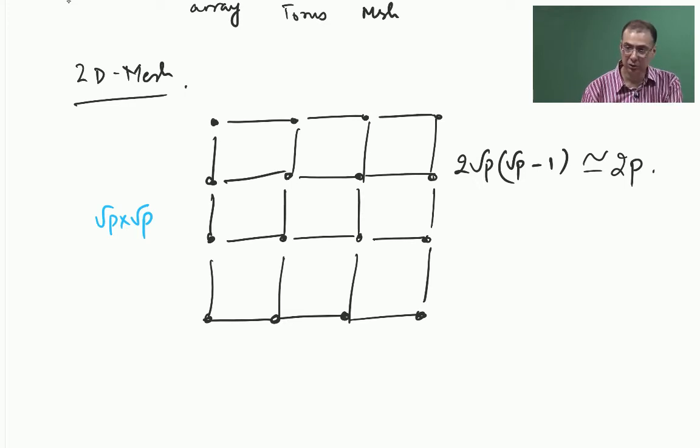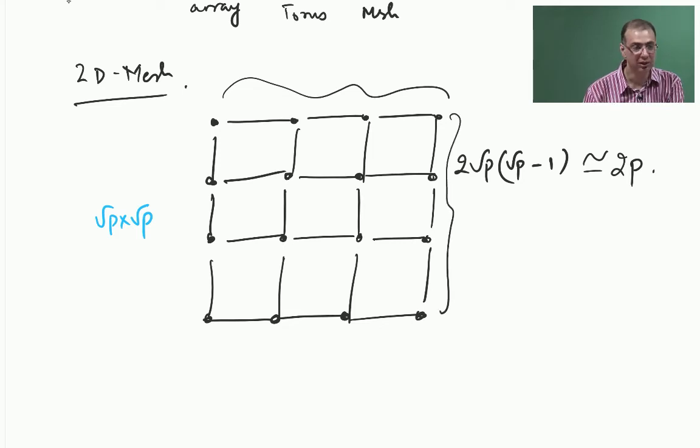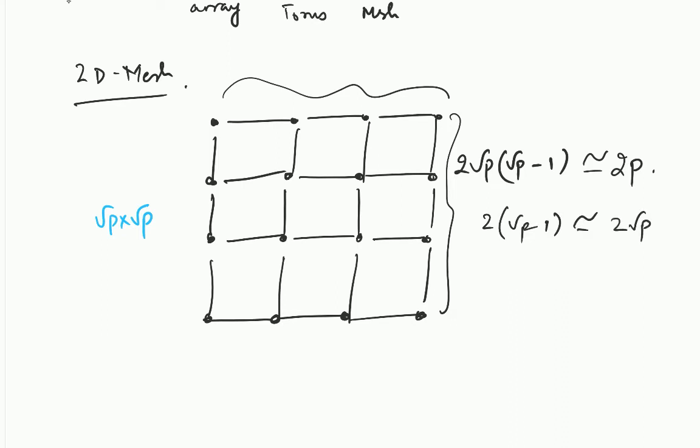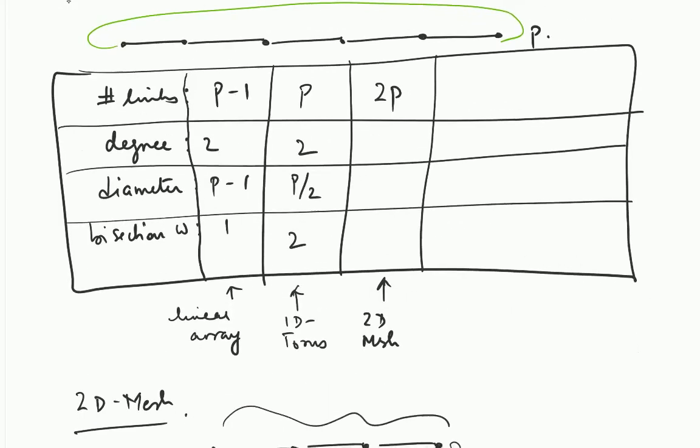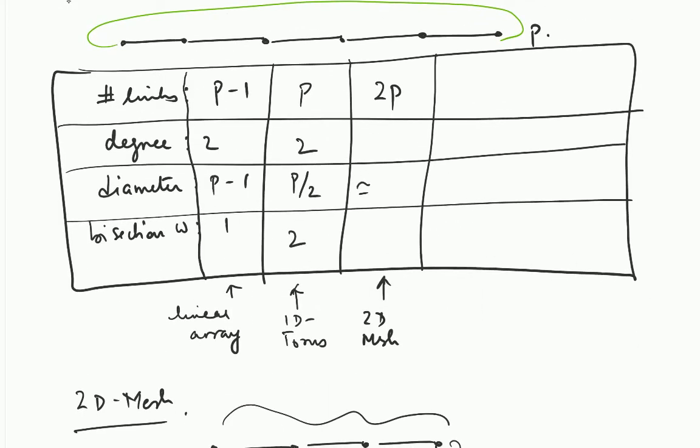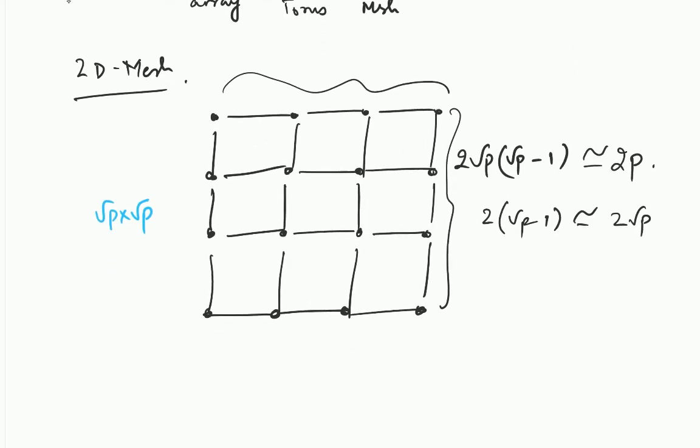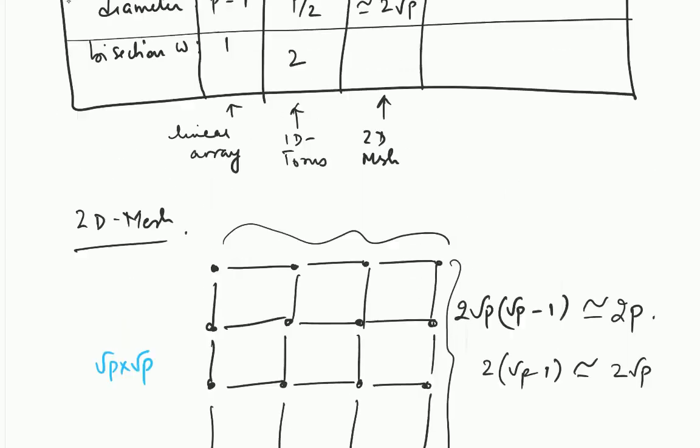So which are the furthest nodes? Leftmost top and rightmost bottom, right? So you have to cross root p minus 1 links here and root p minus 1 links here, right? So your diameter is 2 times root p minus 1, which is approximately 2 root p. Diameter is approximately 2 root p, this is approximate, it's fine. Degree, not bad, just 4, that's the max degree any node has, yeah?